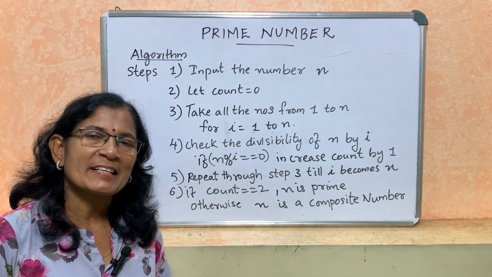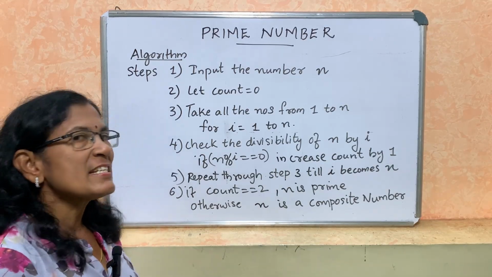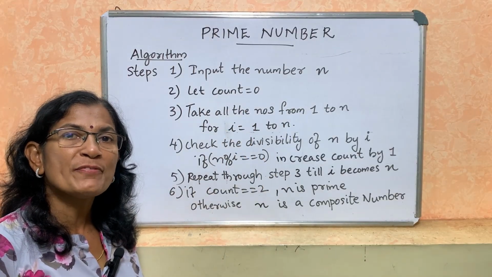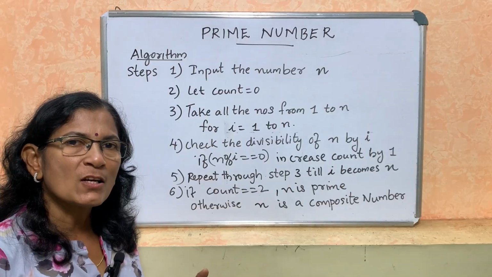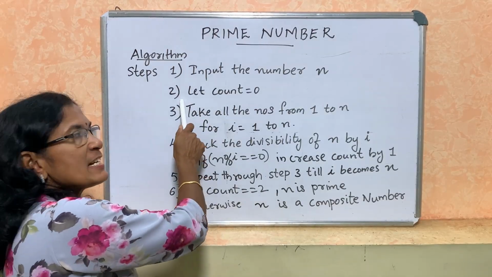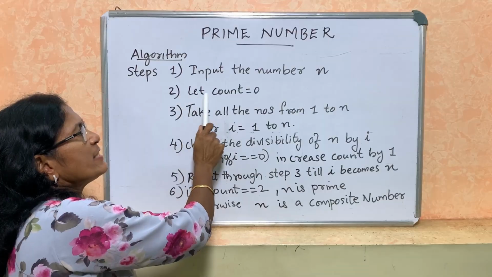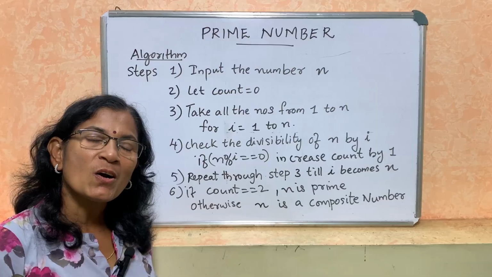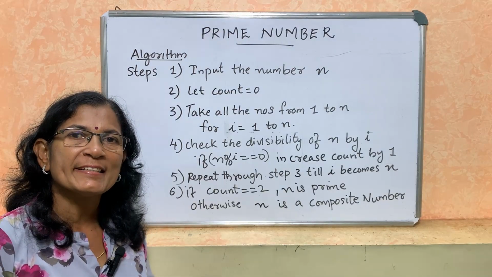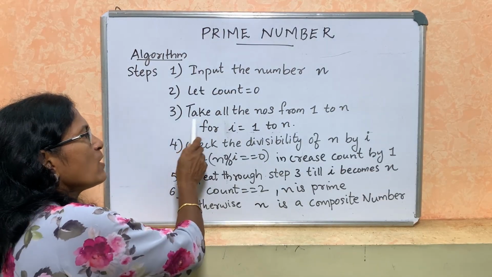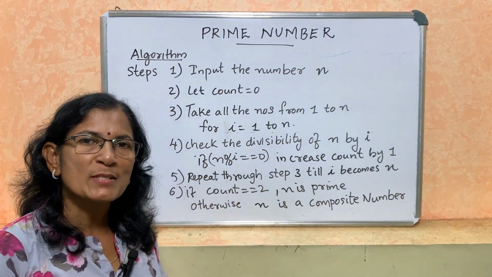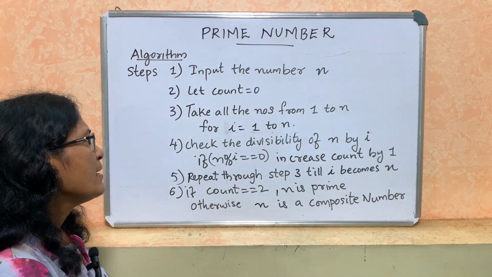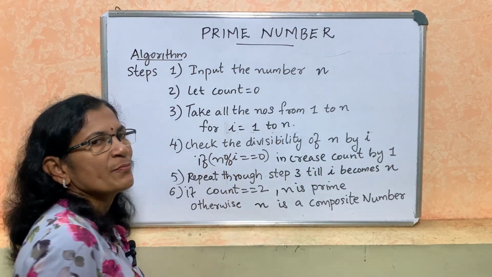Now, let's look at the algorithm to solve this problem. The first step is to input the value for n. Next, we have to count how many factors n has. To count the total number of factors of n, let's declare a variable and initialize it as 0. Let count be equal to 0. Now, to find the factors of n, take all the numbers from 1 to n and divide n by each number. To take all the numbers from 1 to n, we have to use a looping structure. A for loop will be the most suitable looping structure for this purpose. For i equal to 1 to n.